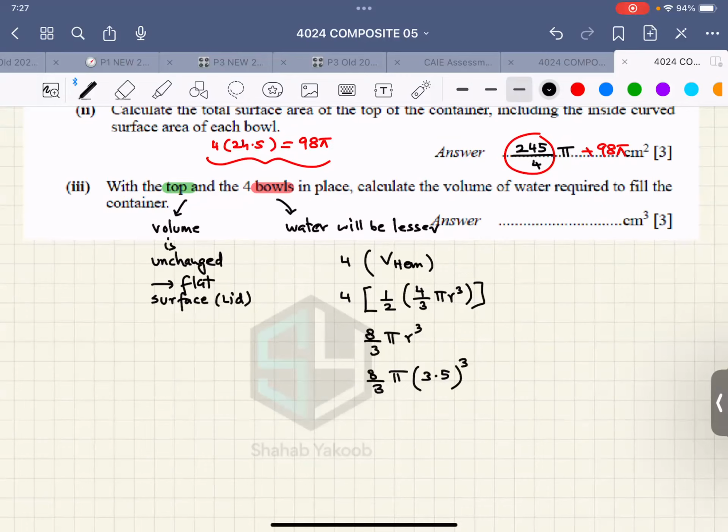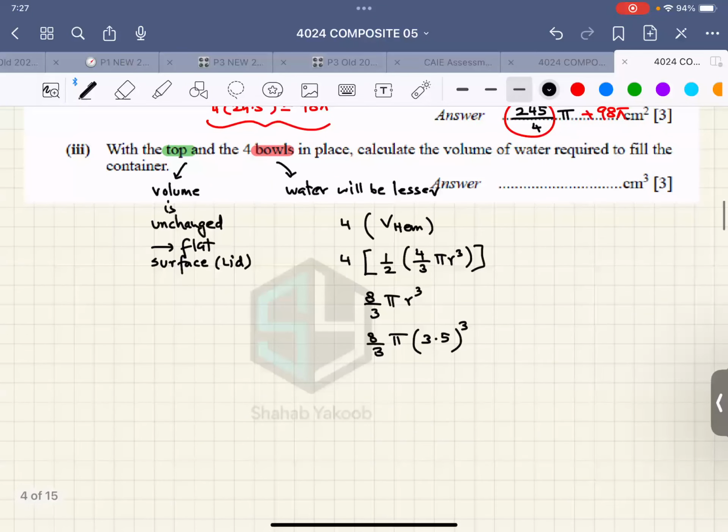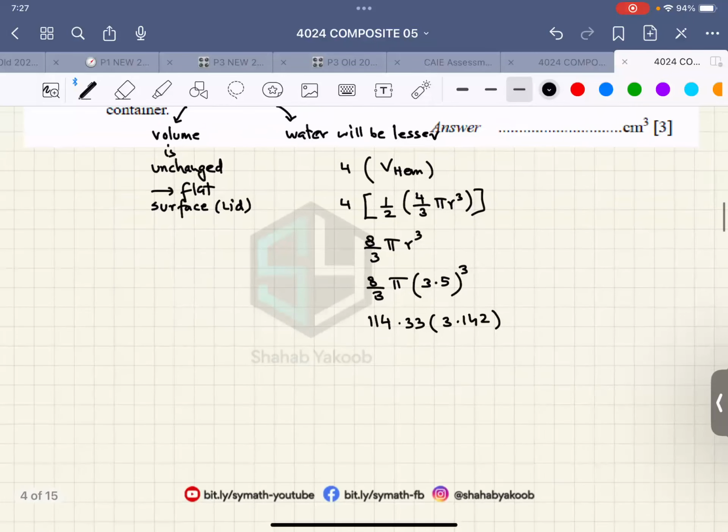So first of all, 3.5 into 3.5 into 3.5, and multiplying by 8, and then dividing by 3, that is 114.33, multiplying with 3.142, that comes out to be 359.235 centimeter cube. This is volume of hemispheres.